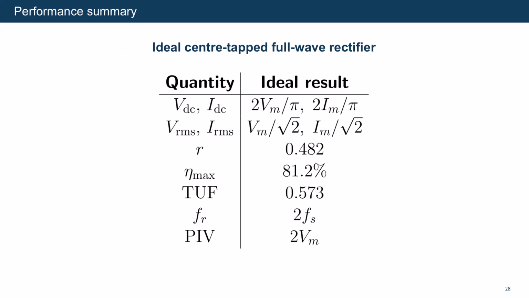This table gathers the ideal results. The average value is 2 over pi times the peak. The RMS value is 1 over square root 2 times the peak. Ripple factor is 0.482, maximum efficiency is 81.2%, secondary TUF is 0.573, ripple frequency is twice the supply frequency, and diode PIV is twice the half-secondary peak.